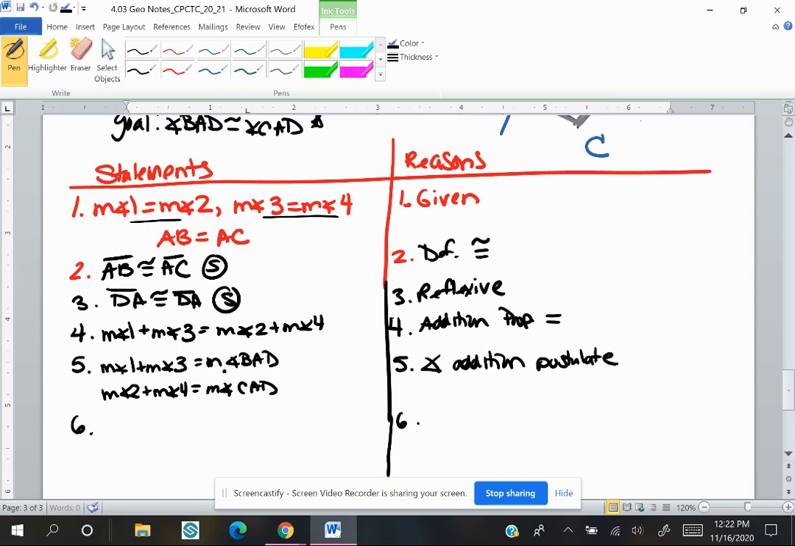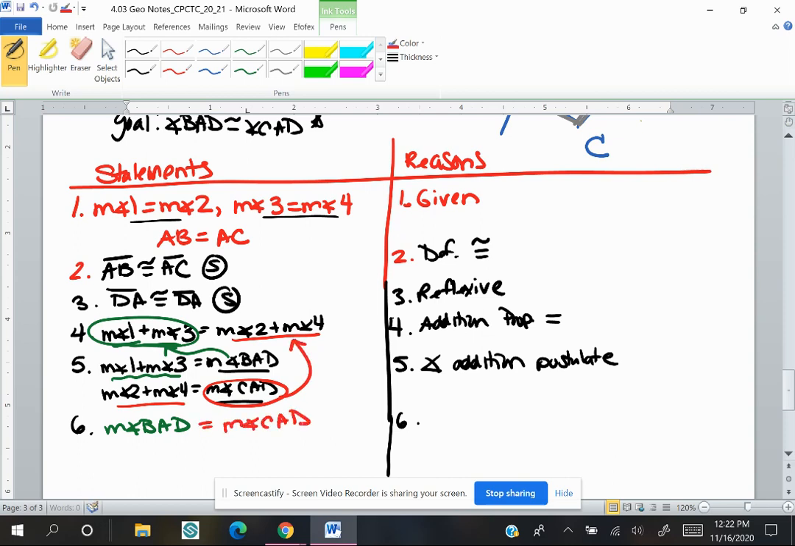Now I have those two angles up on the board. I want to get them equal before I can get them congruent. I know measure of angle BAD equals 1 plus 3, so everywhere I see 1 plus 3, I can sub in the measure of angle BAD. So I'm just putting that in for this right here. Then I know measure of angle CAD equals the measure of 2 plus 4, so everywhere I see a 2 plus 4, I can put the measure of angle CAD. And that is by substitution.